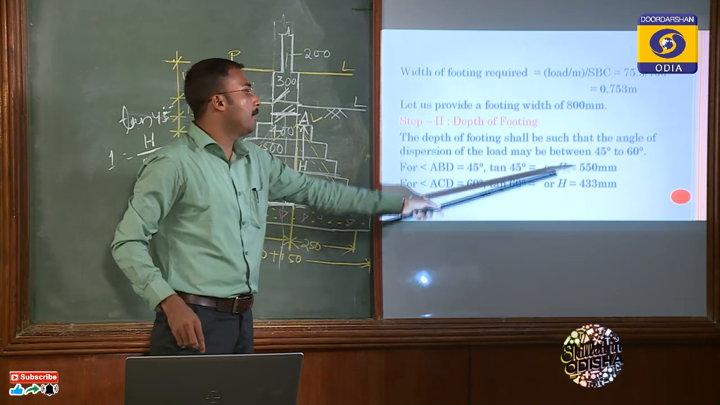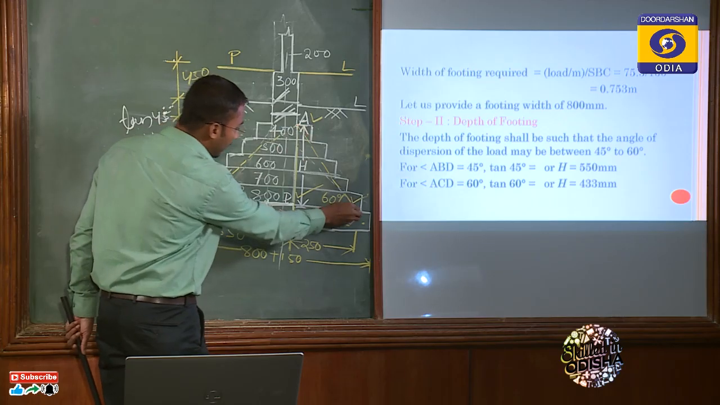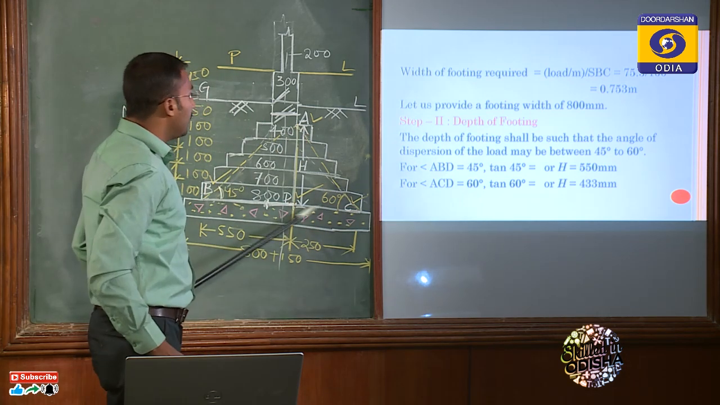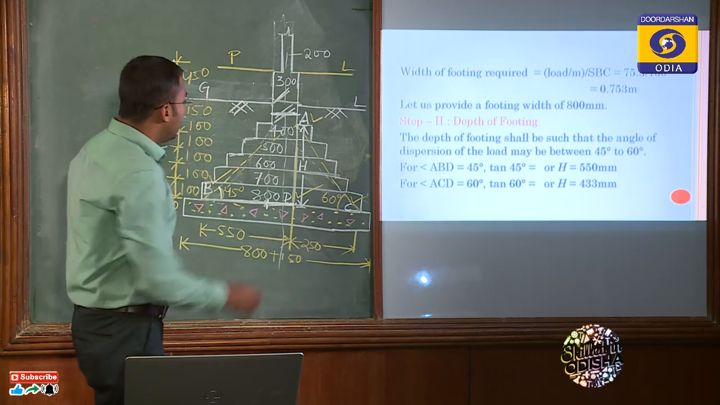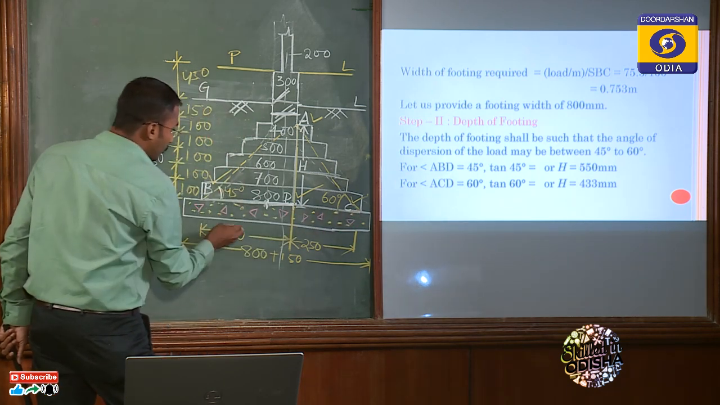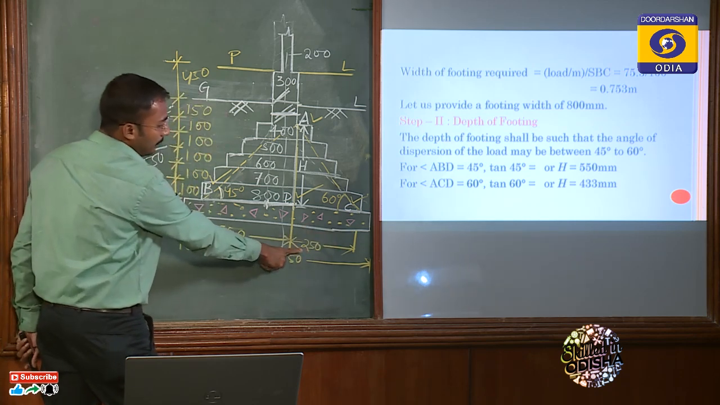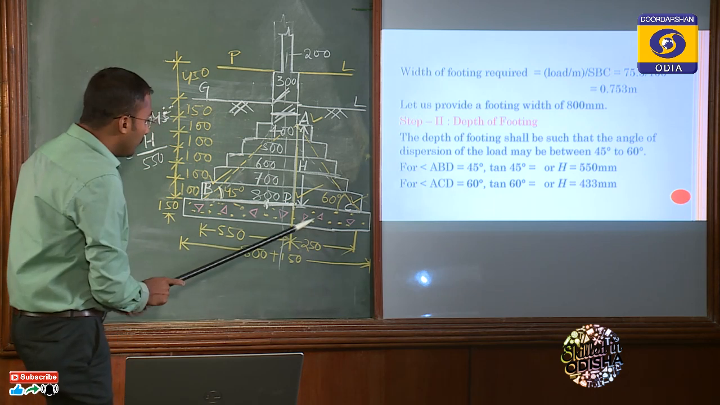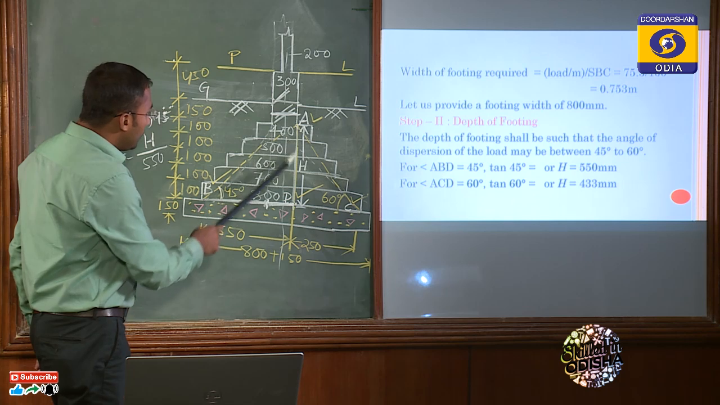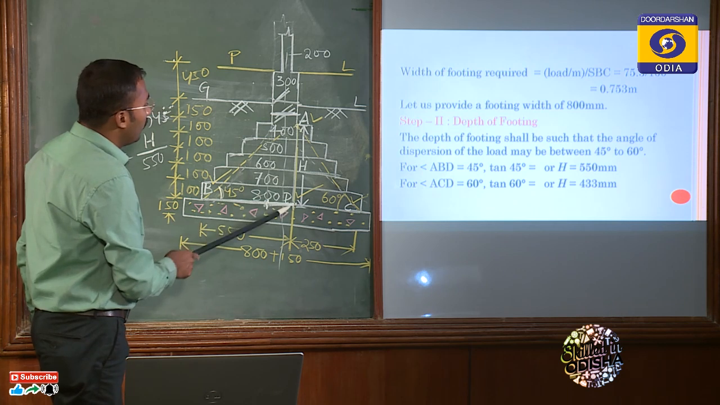H will be 550. So in the triangle ACD, here tan 60 will be H by, so total is 800. So this portion is 550. So this portion will be 250, which is visible on your screen. This is 550 and this is 250. So this is H, or the depth of the footing, and we need to find out this H.